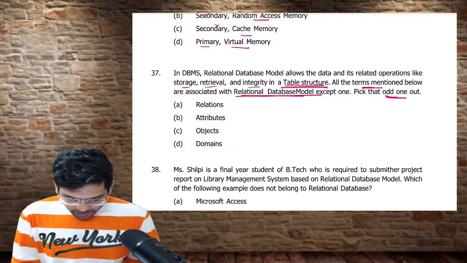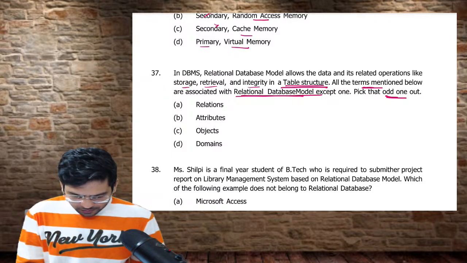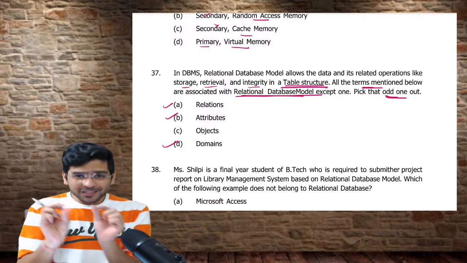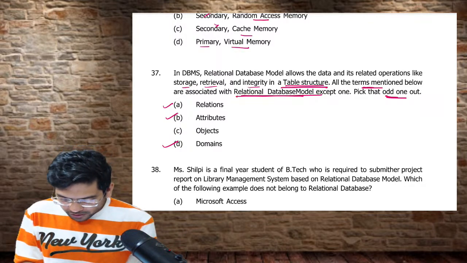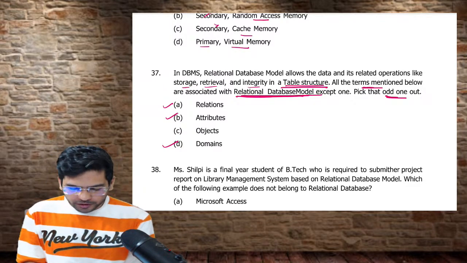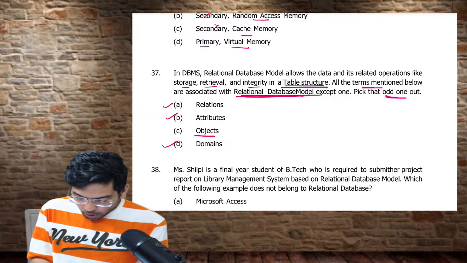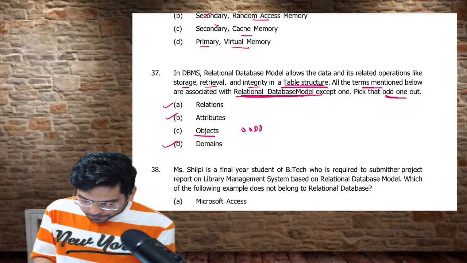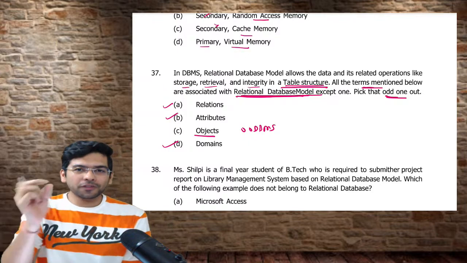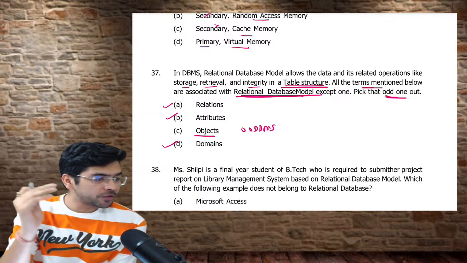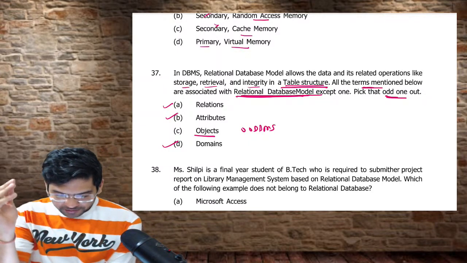Yes, relations, attributes and domains, these are terms which are used in the relational database model. But objects is something which is referred to in object oriented DBMS. It is not a part of RDBMS. It is a part of object oriented database management system.